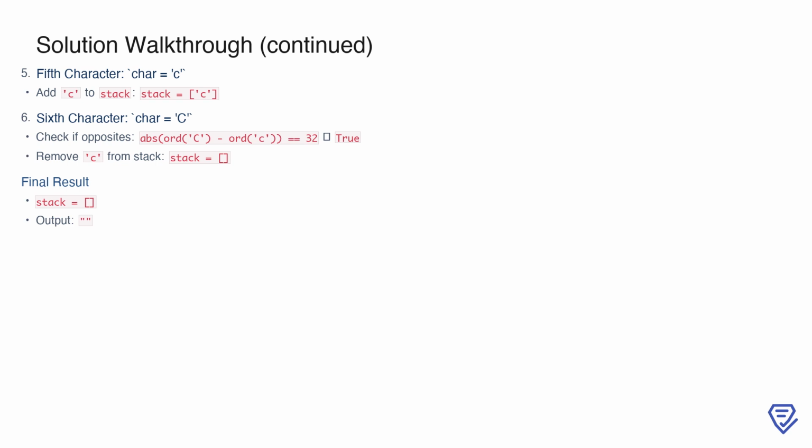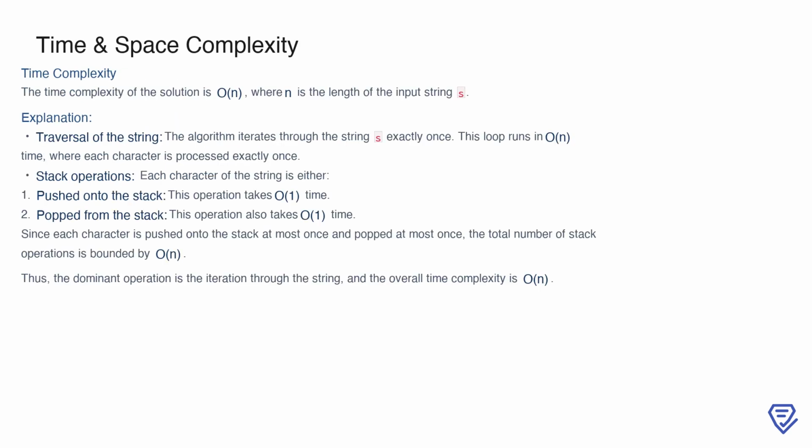This demonstrates how the algorithm systematically removes pairs of opposite case letters, leaving only the characters that cannot be paired. The time complexity of this solution is O(n), where n represents the length of the input string. This efficiency is achieved because the algorithm processes each character of the string exactly once. As it iterates through the string, it performs two types of stack operations, pushing and popping characters. Both of these operations are constant time, O(1).